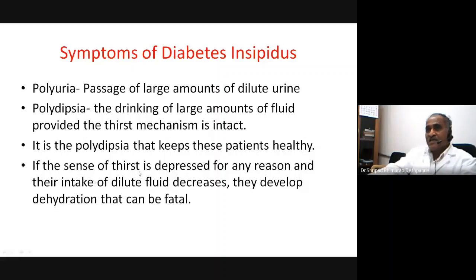In case the thirst mechanism is depressed or suppressed for any reason, the dilute fluid loss decreases the plasma volume. This will develop a fatal dehydration, because there is no intake. If the intake is not initiated, the water loss continues, and a total dehydration results. It's a very severe, fatal condition. That is about diabetes insipidus.